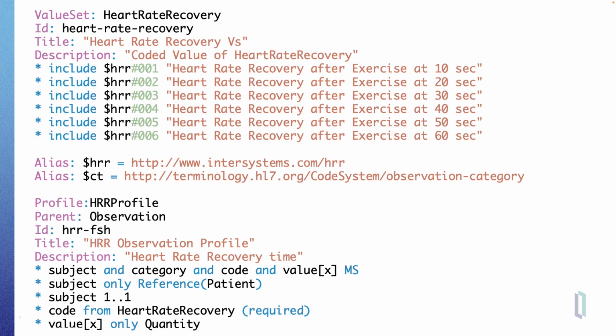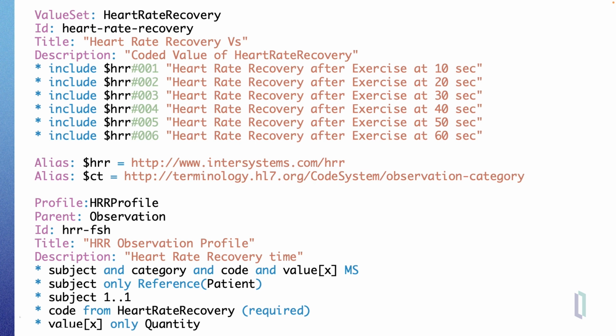Now notice I've set up in this heart rate recovery some aliases. The $HRR is going to be to our code system, which happens to be www.intersystems.com/HRR. And I'm also going to set up an alias to this observation category from HL7. Then we're going to go create our profile.